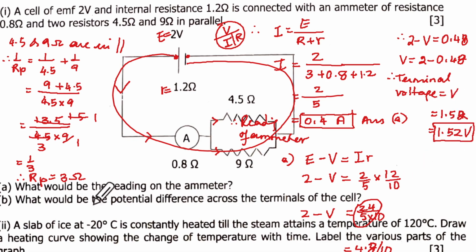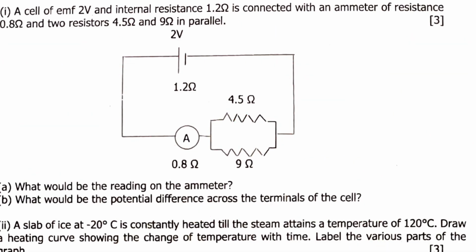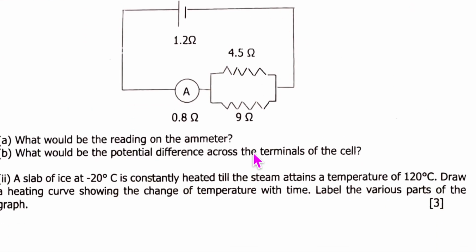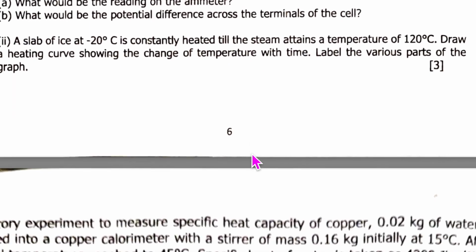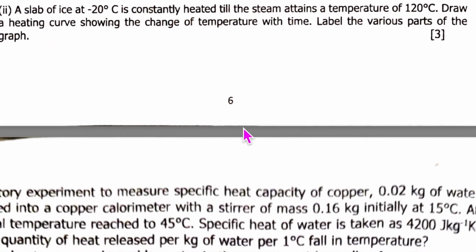Did you understand this phrase? Remember PD across the terminals of the cell. Make a note of it right over there. Note: PD across the terminals of the cell means terminal voltage. That is confusing for quite a few students. That's a very normal doubt. So that's why I'm telling you, take care of that. Okay, let us come to the next question.